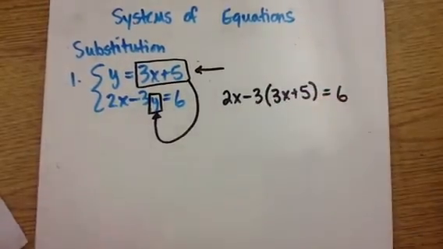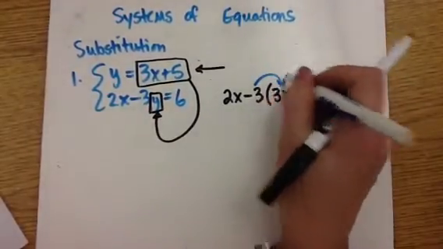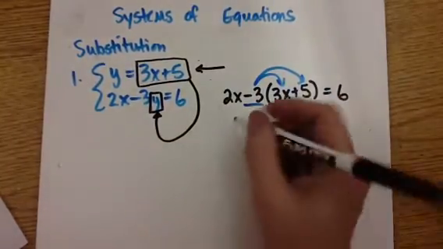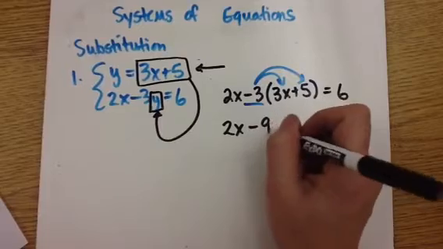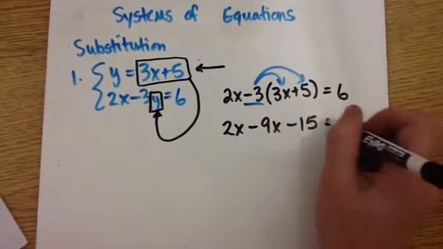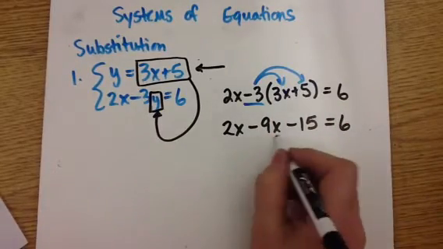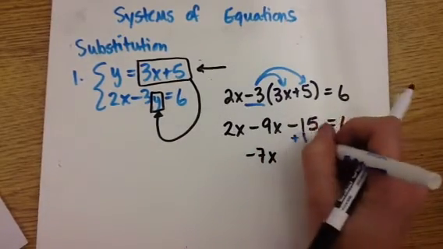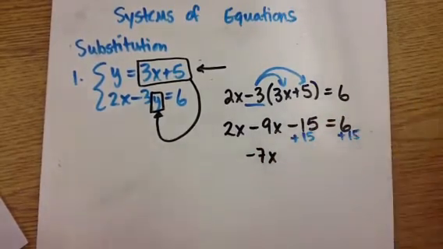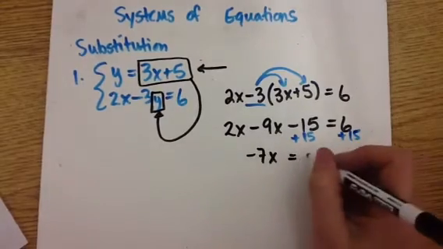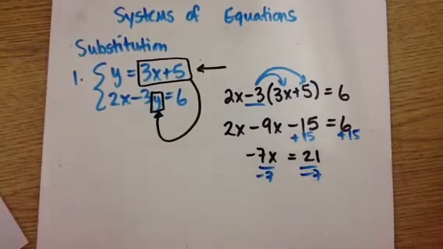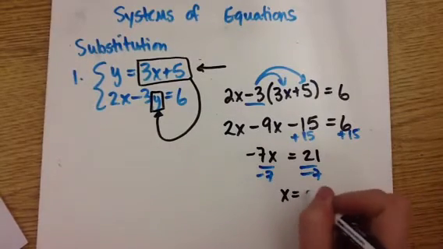So I'll be distributing that negative 3 to both of these terms. So I'll have 2x minus 9x minus 15 equals 6. Combine these like terms, negative 7x, and add the 15 to the other side. So negative 7x equals 21. Divide by the negative 7. And we get x equals negative 3.